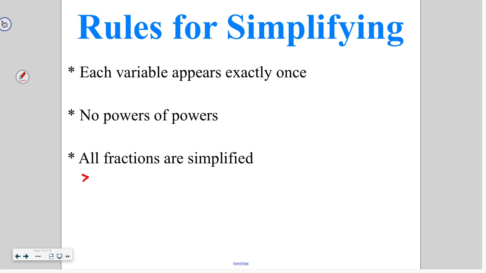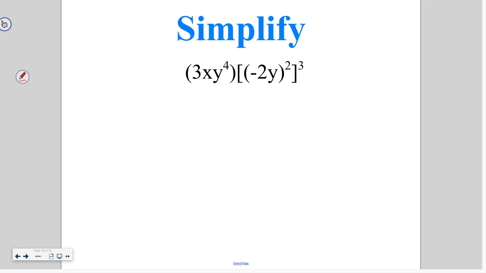In the same line of that, you want to solve all numerical exponents. So if you have, for example, 3 to the 3rd power, you're going to want to use the number 27 as opposed to 3 to the 3rd power. We've got 3xy to the 4th, and then in brackets we've got negative 2y squared to the 3rd power. When you are simplifying, you want to start with the more complex piece first. So we're looking at this second piece. Start as far inside the parentheses as you can. So we're going to look at this inner part first.